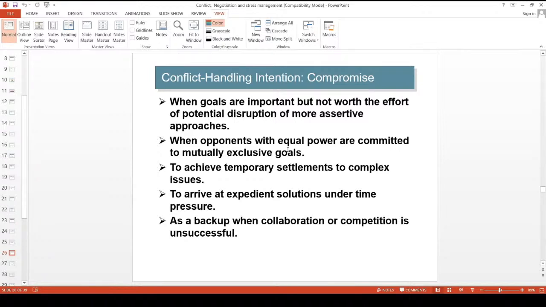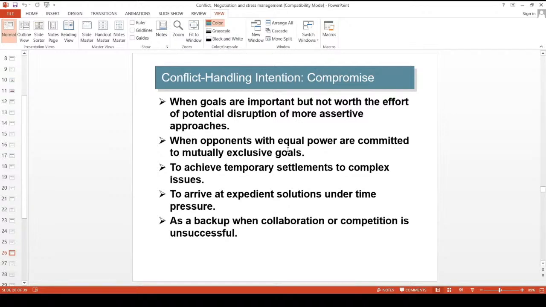Mutually exclusive goals are those goals which cannot be agreed by both parties at the same time. So in this case, you will have to compromise. You will have to have a win-win situation. Both parties will have to compromise on something. So you may approach a win-win situation, so that some point of view is accepted for one party, and some point of view is accepted for the other party.